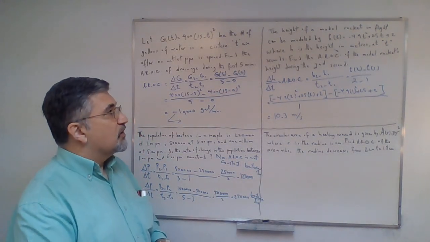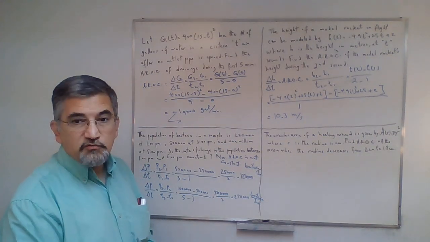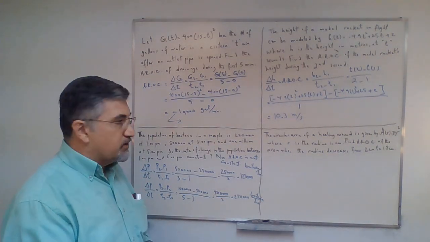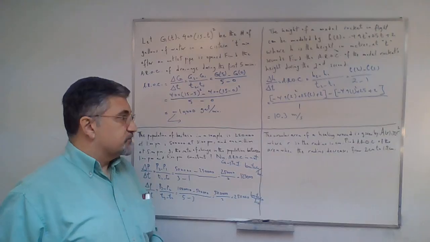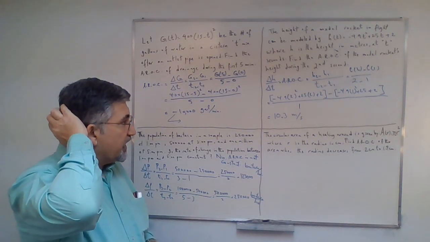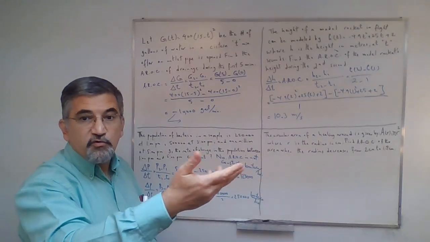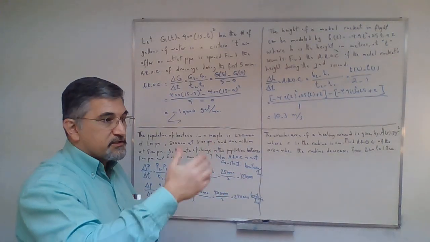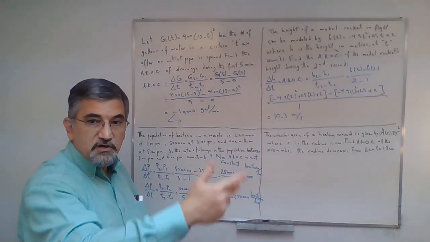Because the height of the model rocket is increasing, that's why it is positive. Now, perhaps if we wait for like 2, 3, 4, 5, 6 seconds to pass by, this rocket is not going to go to the moon. Eventually, it's going to come back down.